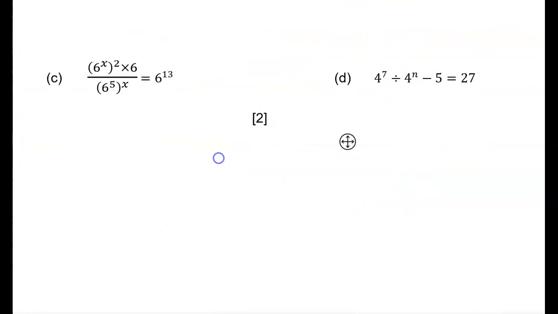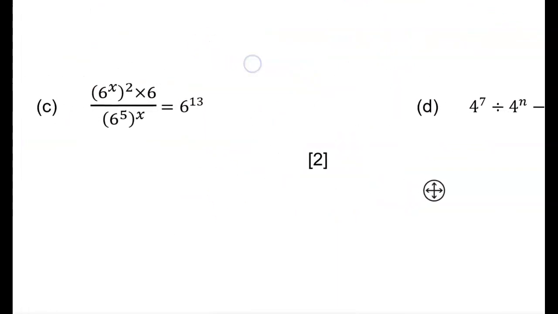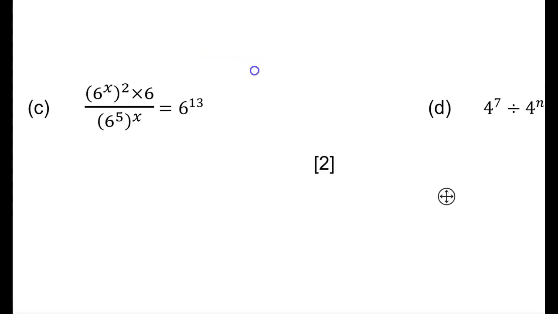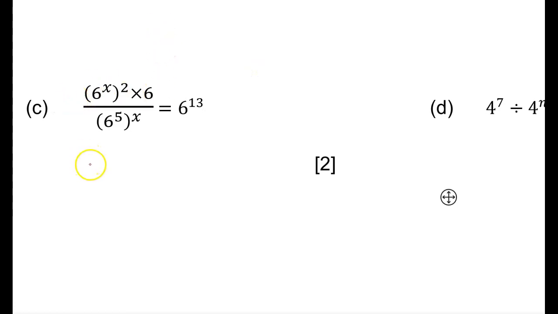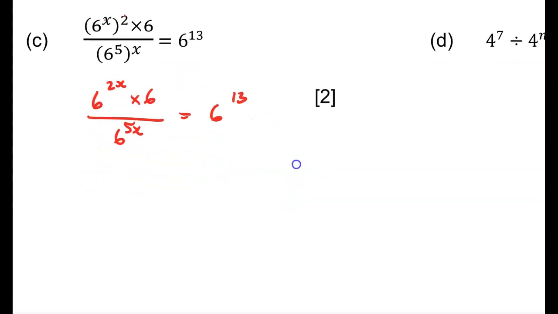This one here is a little bit trickier, but very similar to the one above, where we've got to just use our index laws. The bases are all the same. The base is all 6. So the first thing I'm going to do is write that as x squared. So that's 6 to the 2x times 6. And this becomes 6 to the 5x. And now I can say that's 6 to the power of 1. So that becomes 6 to the 2x plus 1.